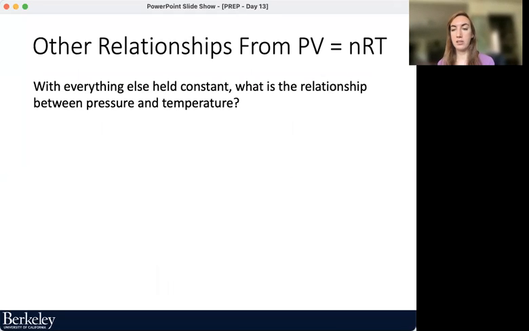So I'm going to have you try to come up with a similar thing. So with everything else held constant, what's the relationship between pressure and temperature? So now pressure and temperature are changing, but volume and number of moles are not. I'm going to give you about 5 minutes in your breakout room. So I'll pull you back at like 11:55 or 56, and then we'll go over it. And if you're watching this later, pause to practice.